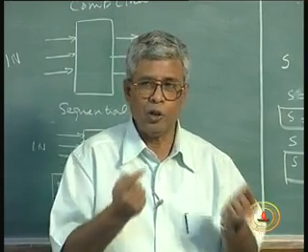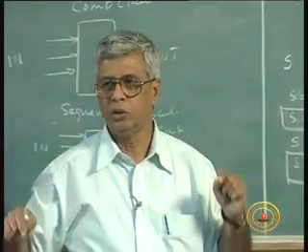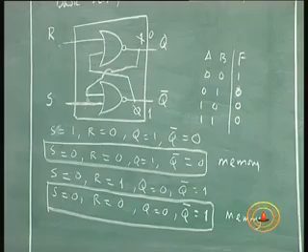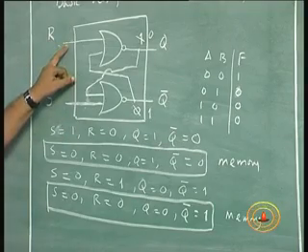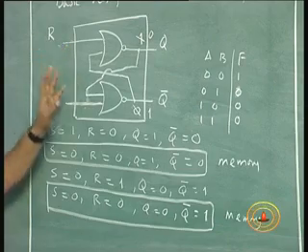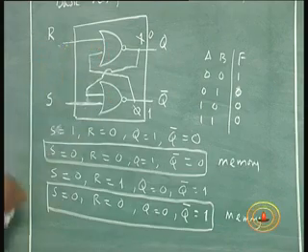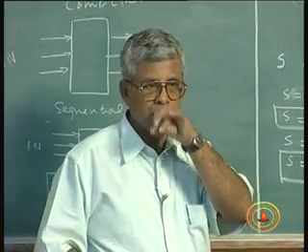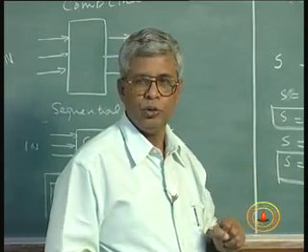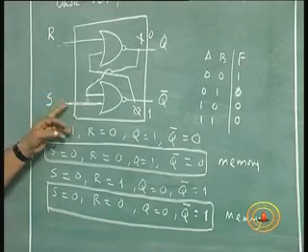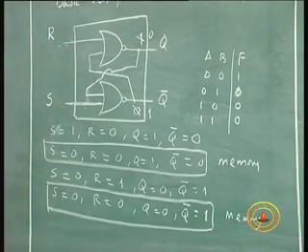Similarly, when you want to store a bit of 0, all you need to do is to put a 0 on this and 1 on this, and that will register a 0 in this latch, and the 0 will remain as a 0 even after removing the excitation 0, 1, making it both 0, 0.